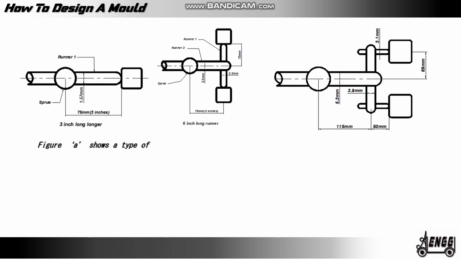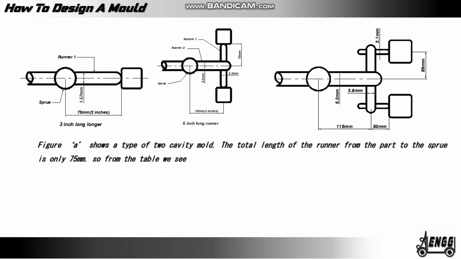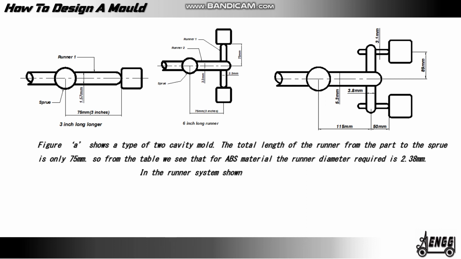Figure A shows a type of two cavity mold. The total length of the runner from the part to the sprue is only 75 mm. So from the table we see that for ABS material the runner diameter required is 2.38 mm. In the runner system shown in figure B, we find the length has increased to 150 mm.